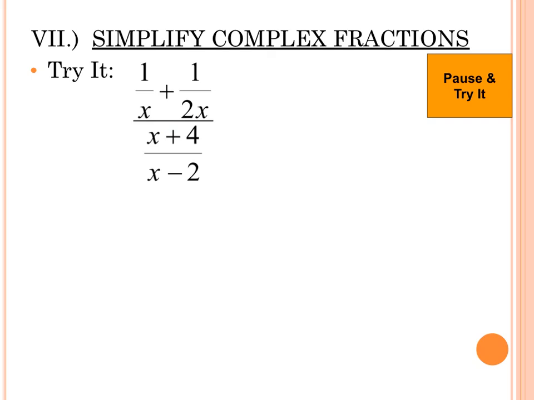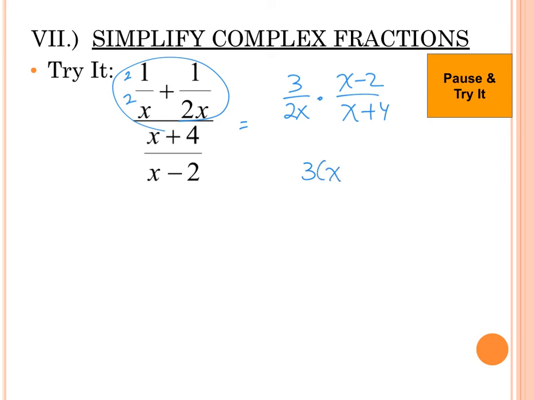Go ahead and try it. Want to get a common denominator here, so this one needs to get multiplied by 2. So I end up having 3 over 2x times the reciprocal of x minus 2 over x plus 4. Nothing can simplify, so that is the answer.